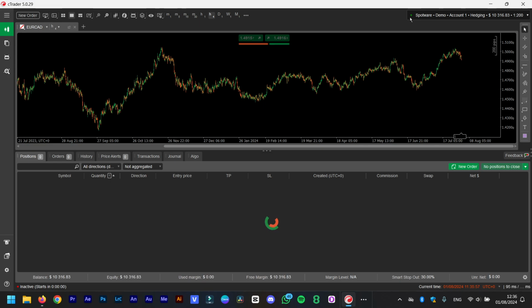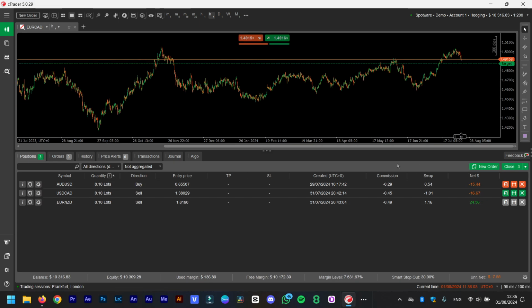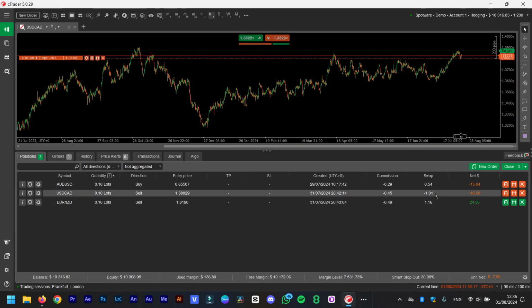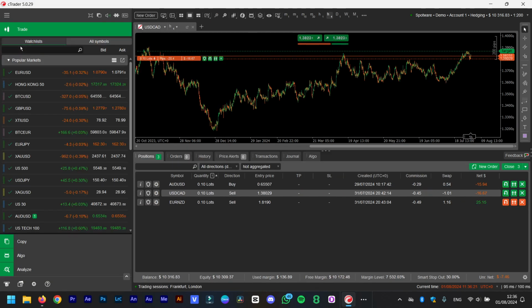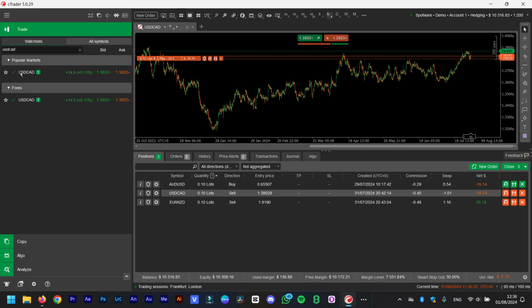Account number 1. I'm just checking here the accounts. So this one was open yesterday. One was open yesterday as well. I gotta wait for these ones. Swapping. Look at this. The swapping is almost $1 every day for USD CAD. Let me just check something here. USD CAD.